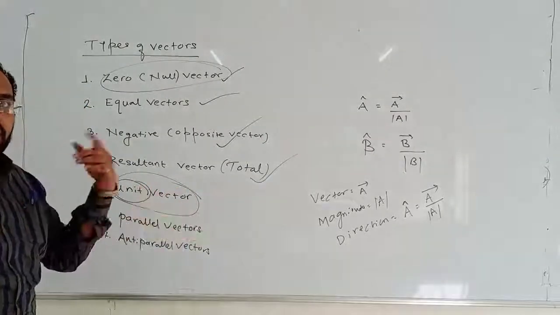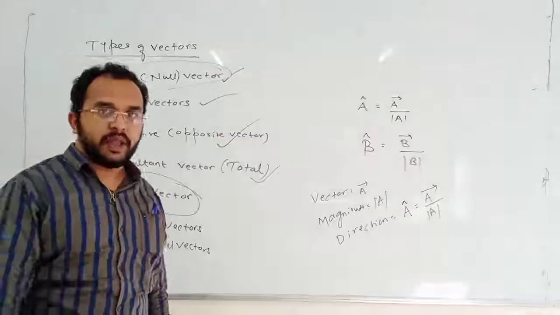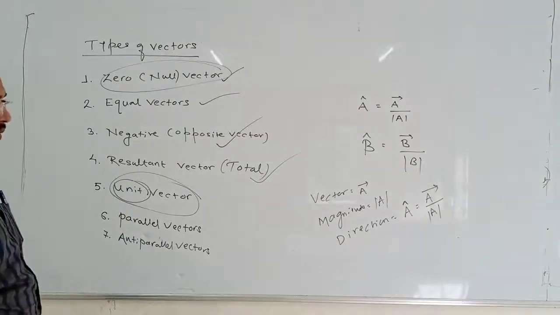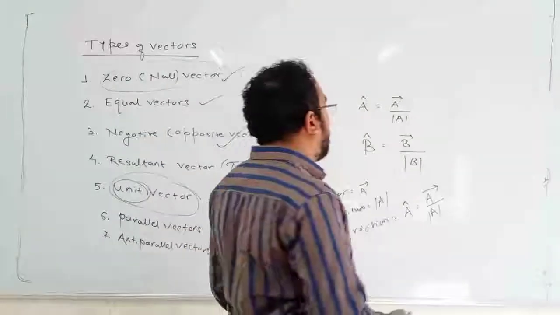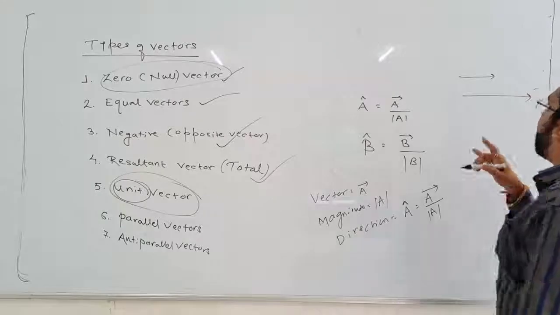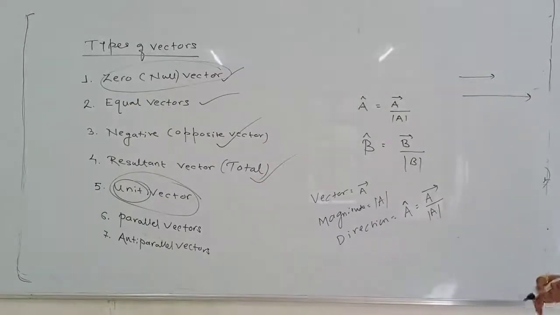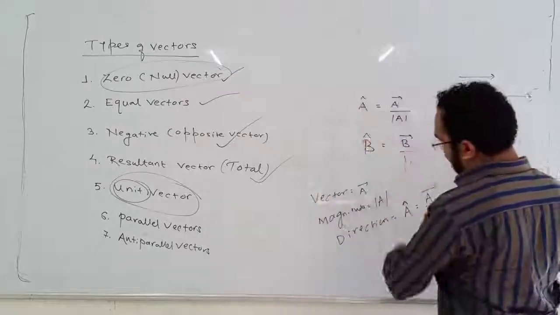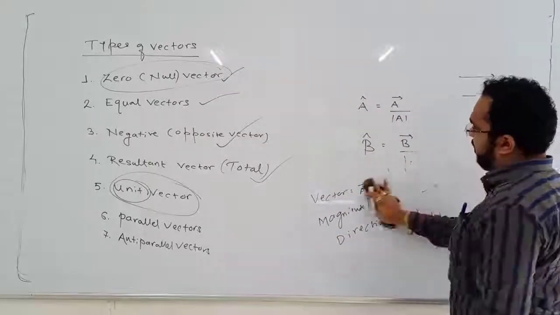Unit means 1. Parallel vectors. Not necessarily are parallel vectors equal, but equal vectors must be parallel. We have seen this. Write this down under unit vectors.